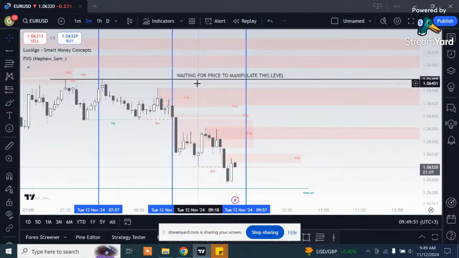So that's what we are going to be doing. That's what I'm waiting for. Once price gets to that level, then I strike, or I basically make my entry. If it doesn't, then I still wait for it to do that. So basically this is it. This is what I'm looking at for today.